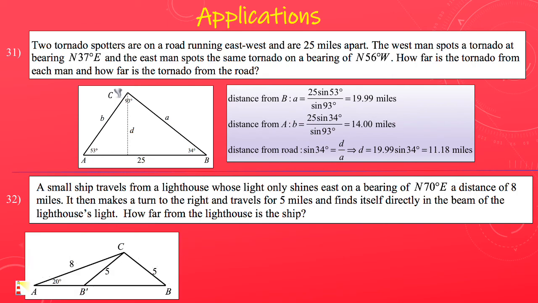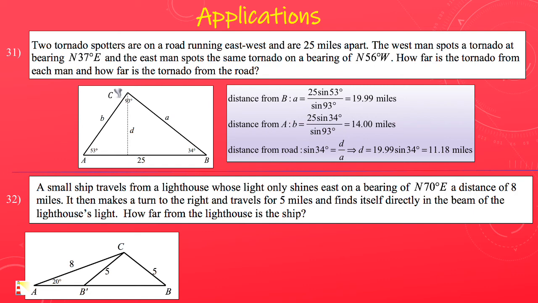This problem is a little bit more complicated. We will start at A, where the lighthouse is, and we will travel along north 70 degrees east, which means angle A is 20 degrees. And we travel for 8 miles to point C. At that point, we're going to make a right turn. And we're going to go down to the horizontal line where the light is shining, a distance of 5 miles.